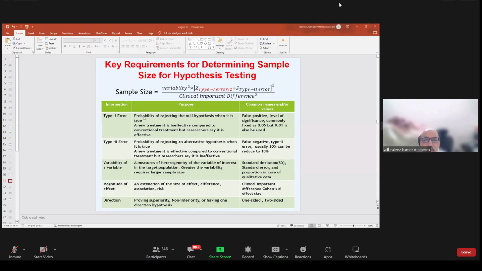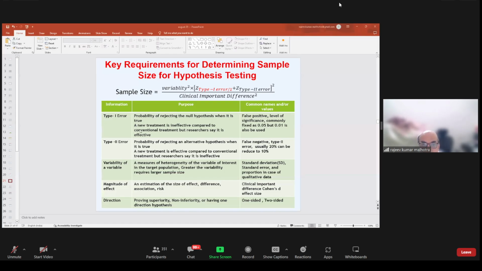In that case, what is the meaning? Type 1 error is the probability of rejecting the null hypothesis. We reject the null hypothesis and accept the alternative hypothesis, but the null hypothesis is true. The probability of rejecting the null hypothesis when it is true means we falsely accept the alternative hypothesis.